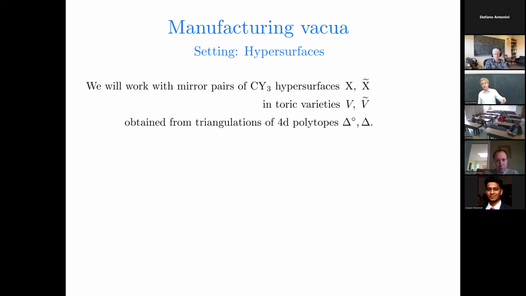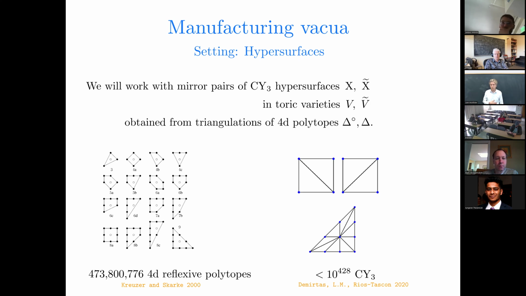So a bit about the setting where we do this. We're working with Calabi-Yau threefold hypersurfaces, i.e. the Calabi-Yau threefold is defined as a subvariety of complex codimension 1 in some four complex dimensional ambient space. We're working with mirror pairs of Calabi-Yau threefold hypersurfaces, X and X tilde, in pairs of 4D toric varieties, V and V tilde, that are defined via triangulations of four-dimensional polytopes. So I won't go through the machinery of that, but just as a picture on the left, you see the 16 two-dimensional reflexive polytopes. And Kreuzer and Skarke found that there are 473 million four-dimensional reflexive polytopes. It's that set of 473 million that we'll be dealing with.